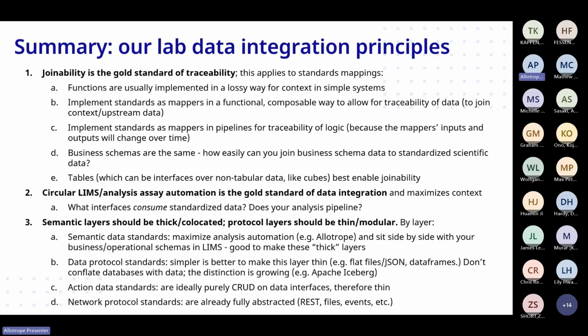So summarizing a few of these principles that we've learned over time through seeing how people build out their infrastructure and build out their wet lab connectivity. One is that we see joinability as the gold standard of data traceability. There's a little bit of a sense here of audit trails being too simple of a data structure that are helpful and are good for compliance, but don't really enable systematic traceability.